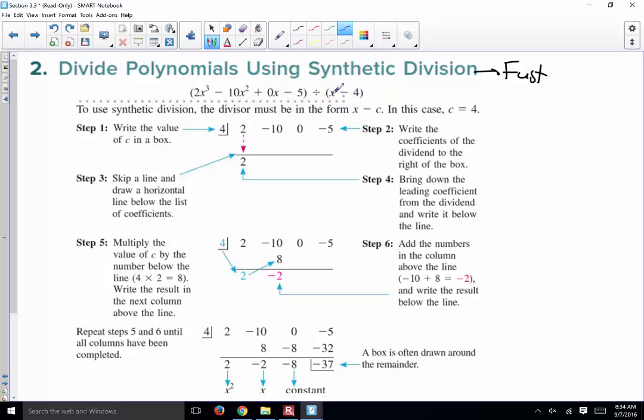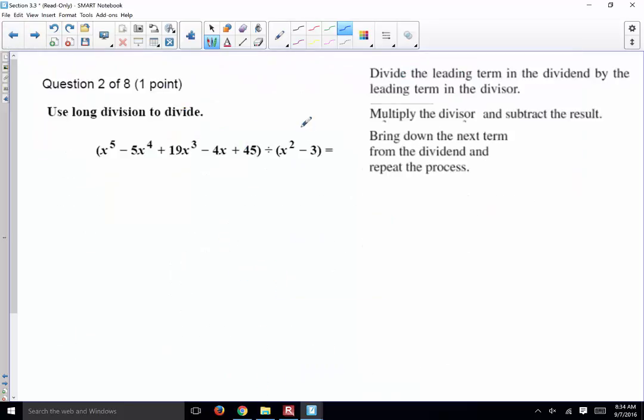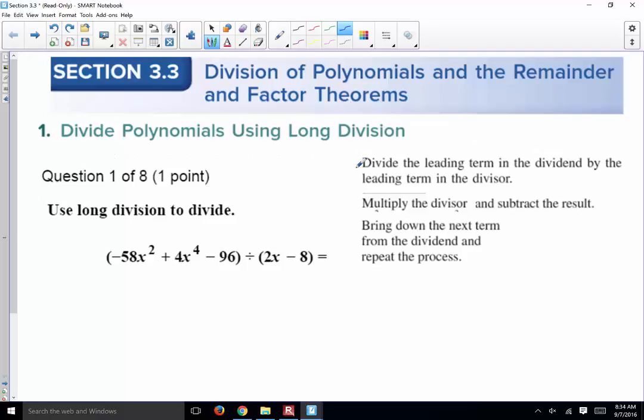If you're lucky enough to have only x and a number afterwards, like x minus 4 or x plus 1, these are all synthetic. But how about this question? Can I do synthetic for this question? No, because it says a square. That's why I especially want you to know long division, because long division solves every question. It's long though. It takes a while. Tedious work, but it takes care of all questions, okay?